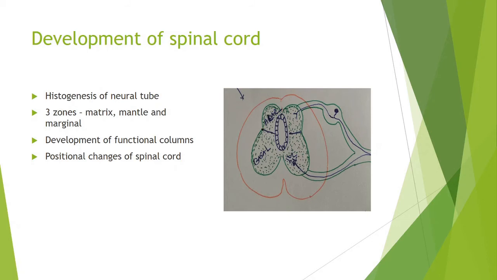Now we'll start the development of the spinal cord, which means the histogenesis of the neural tube. So this neural tube initially has only one layer of cells, but ultimately these neuroepithelium cells, the most inner layer of the cells.